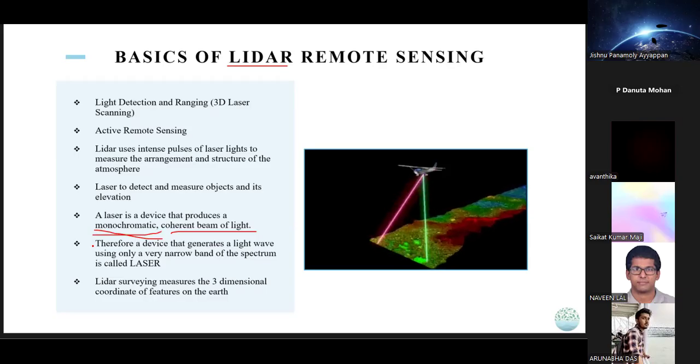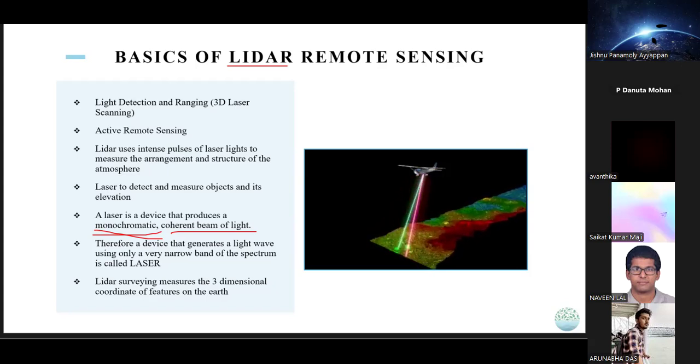And then the device generates a light wave. Actually, the laser is a sensor that we use in LiDAR remote sensing. Together, this entire technology is known as LiDAR remote sensing. It generates a light wave using only a very narrow beam. It is a coherent beam of light, and it is known as an active sensor because it carries its own source of energy.